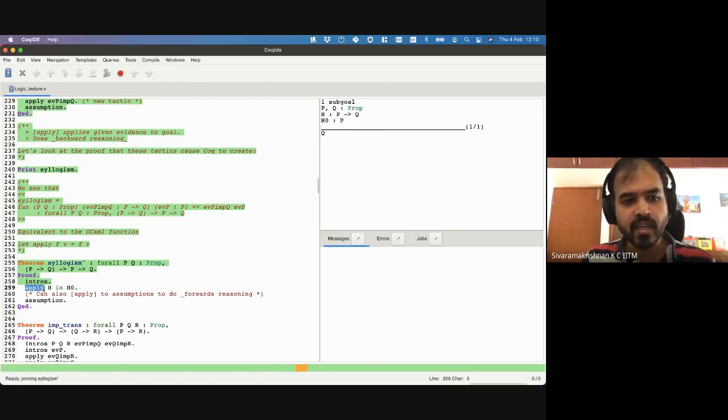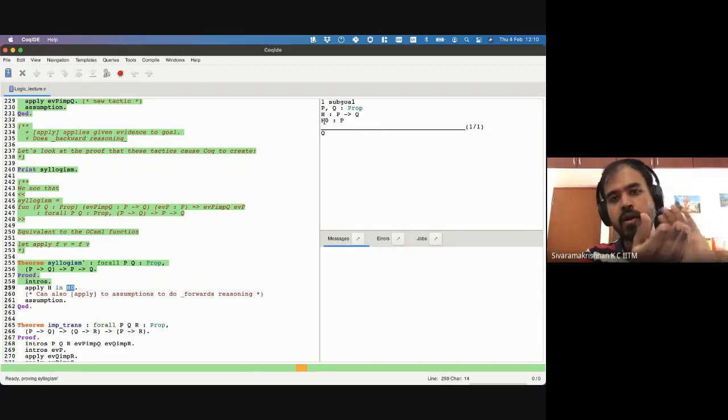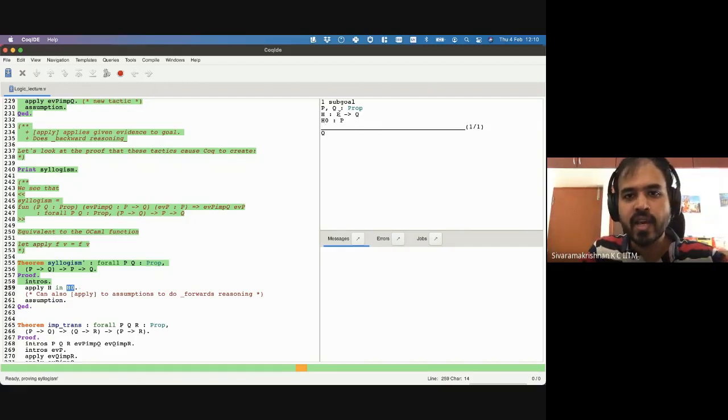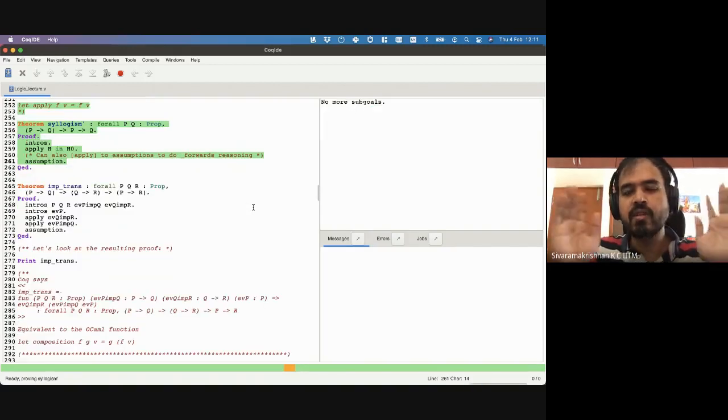So we are saying apply this function H in H0, right? We are manipulating these terms, taking it and saying go and apply this function. When you apply this function, P implies Q, to P, you get an evidence for Q. And that is what we will see here. So H0 gets transformed to Q. And once you have Q here, we need to show Q. So assumption will make the proof go through.